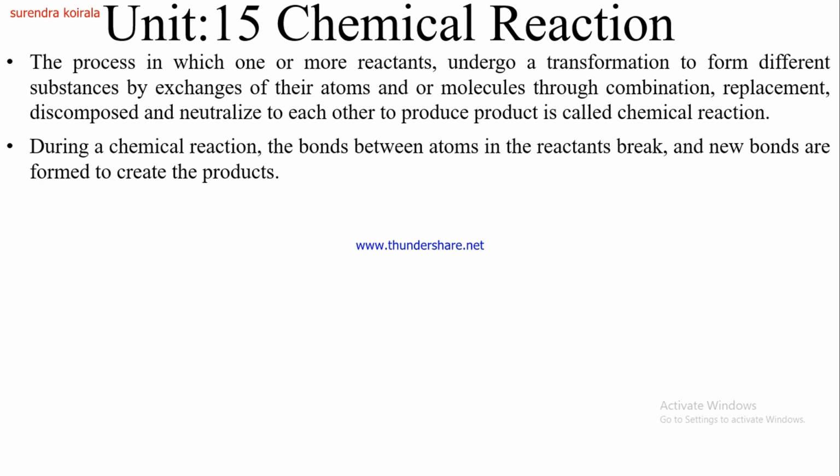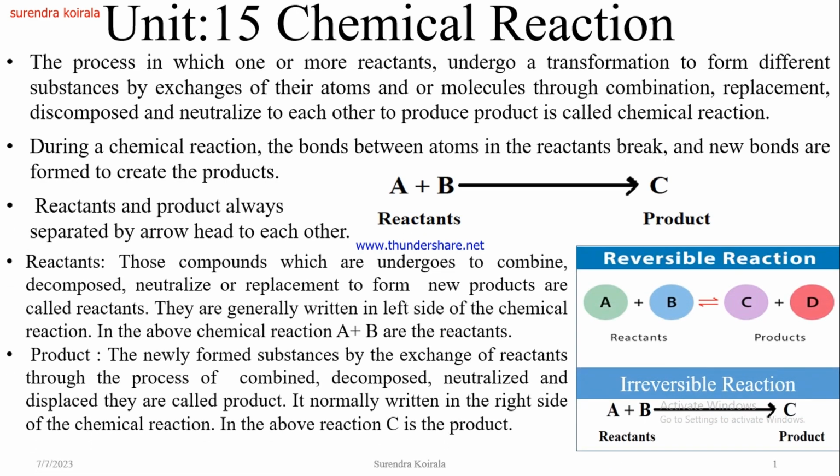That may be formed through the process of combination, or through the replacement of atoms with each other, or through neutralization, where substances neutralize each other's character to form a new compound. Through chemical reactions, new products are produced. And then, as you know, each and every chemical reaction has two major parts.